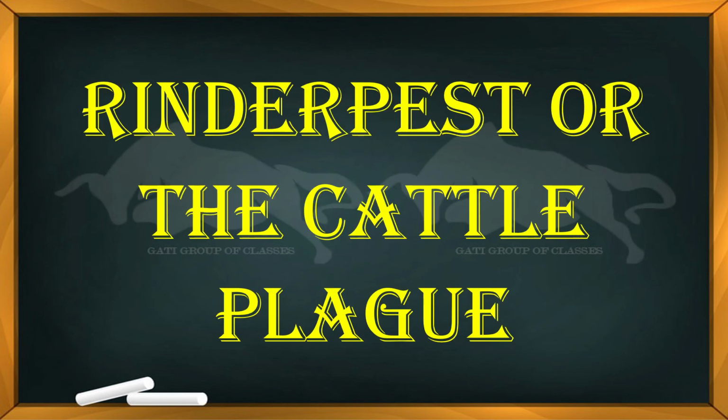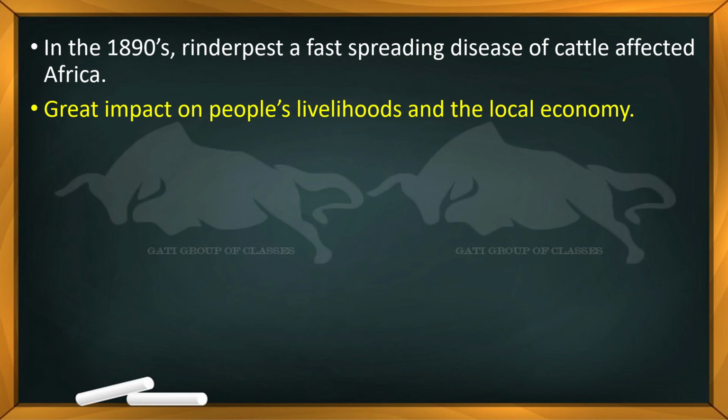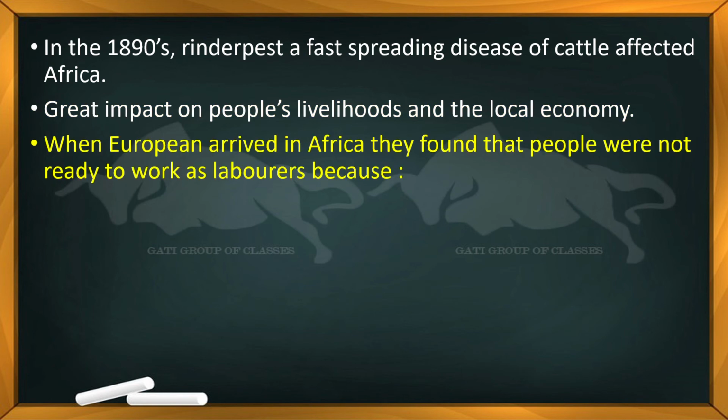Now the topic is rinderpest, or the cattle plague. This is an important topic. Rinderpest is a plague, just like coronavirus. Coronavirus is for humankind, but rinderpest is for cattle. In the 1890s, rinderpest was the disease which affected Africa, and it had a great impact on people's livelihood and the local economy. When the Europeans arrived in Africa, they found that people were not ready to work as laborers. But what was the reason?